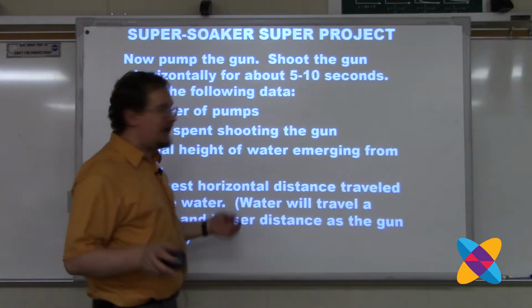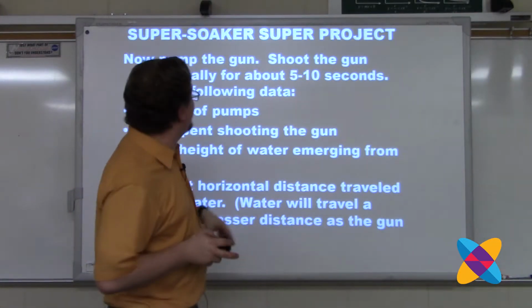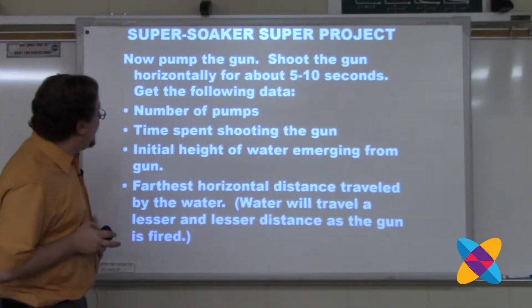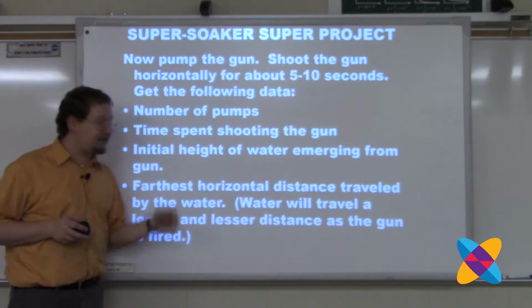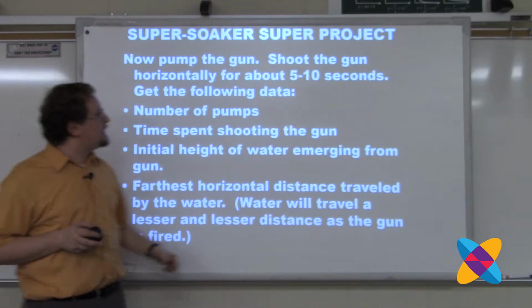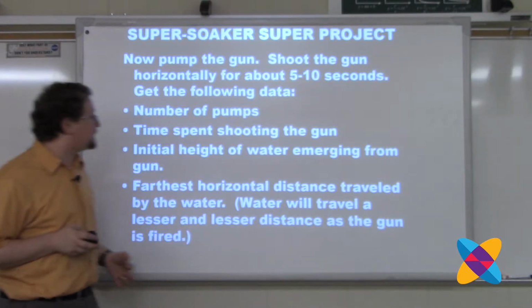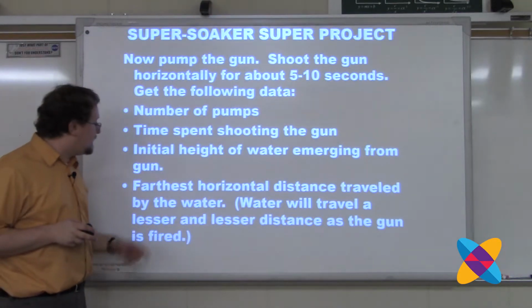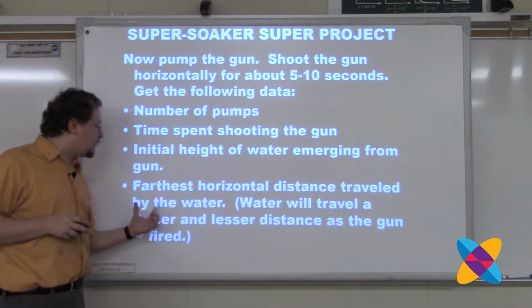Pump the gun, say 10 times. Shoot the gun, assuming that it works, for about 5 to 10 seconds. Get the following data. The number of pumps, they're writing this down. The time spent shooting the gun, use a stopwatch to get something more precise than 5 to 10 seconds. The height of the water emerging from the gun and the horizontal distance that the water traveled.